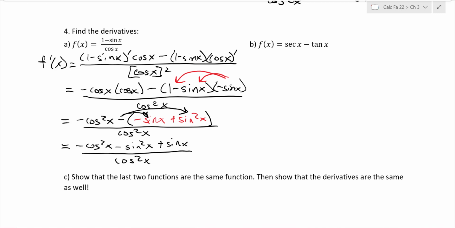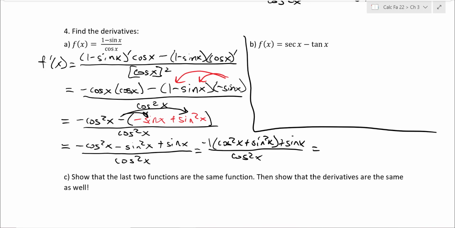And if we do want to simplify that at least a tiny bit, so we can do the extra trig I had planned here, we can probably take up a little more room here because the other derivative should be quicker, right? There's no quotient rule over there. But we can rewrite this as a negative 1 times cosine squared x plus sine squared x, and then plus sine x over cosine squared x, which is a negative 1 times 1, so just negative 1 plus sine x over cosine squared x.